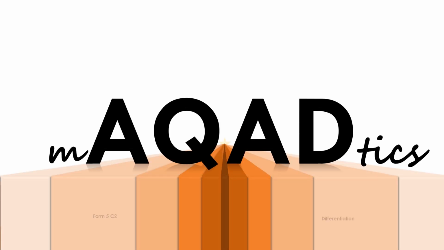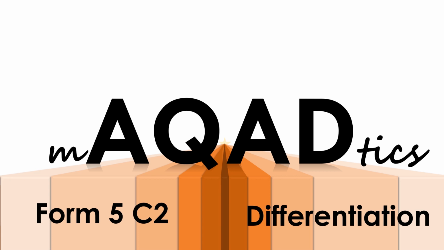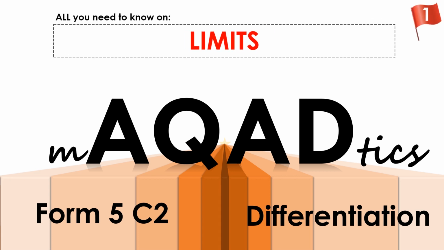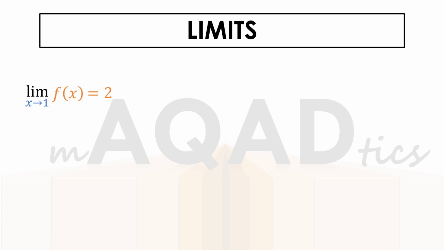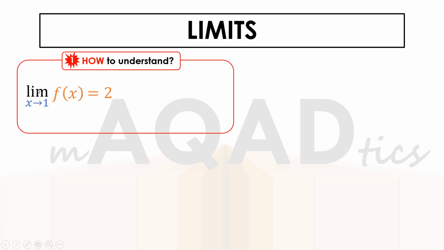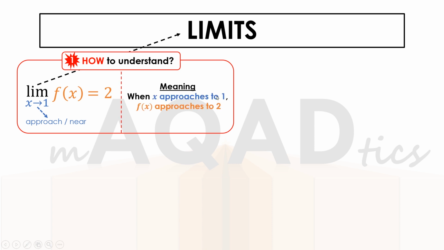So today we'll dive into differentiation, and here's everything you need to know on limits. Alright, so let's start off with an example of limits. Okay, so how do we understand this? So LIM here represents limits. This arrow represents approach or near. So overall, to understand this is when x approaches 1, f of x approaches 2.